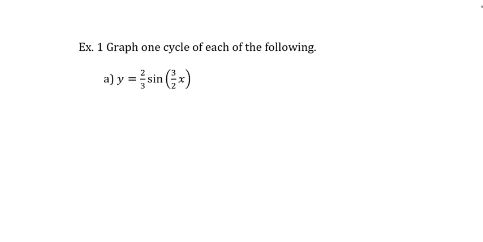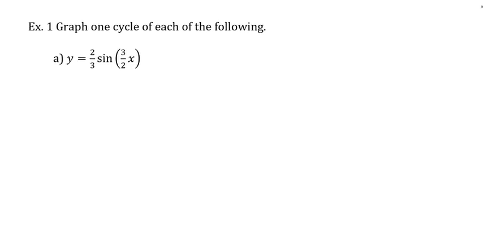Okay, so we're going to graph one cycle of each of the following. Question number 1 is the zero line, which is, in other words, the vertical shift, the shift up or down, which there isn't one because this is just plus 0. D is 0, so y equals 0.